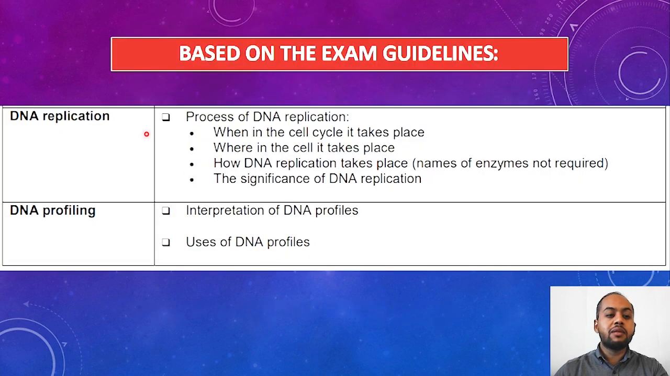So based on the exam guidelines, we've touched on the process of DNA replication so far. We looked at when in the cell cycle it takes place, where in the cell cycle it takes place, and how DNA replication takes place. Remember, this is a possible 5 to 6 mark question where you will need to describe the process of DNA replication. Please make sure you are able to do that because that is easy marks that you can be awarded for in a control test or in an exam.